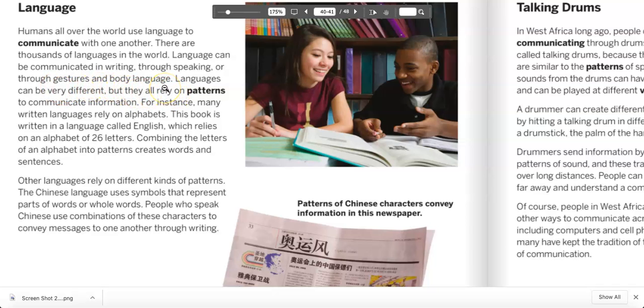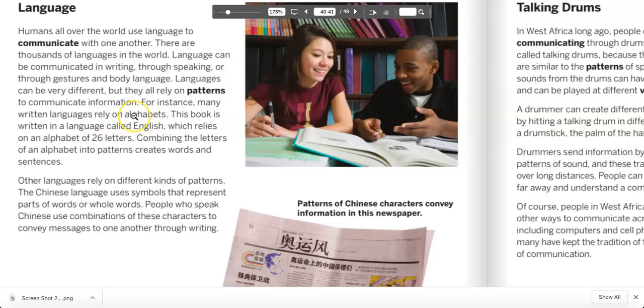So just like hunched shoulders can mean a few things, right? Oh, I don't care, or I don't know. So those are gestures and body language that they're talking about. Languages can be very different, but they all rely on patterns to communicate information. For instance, many written languages rely on alphabets.